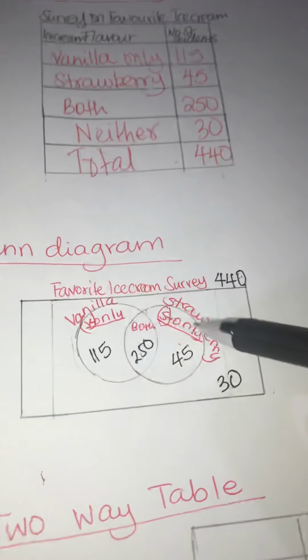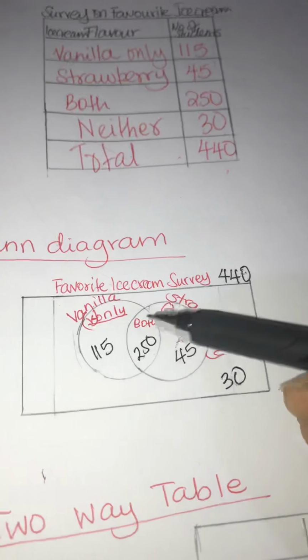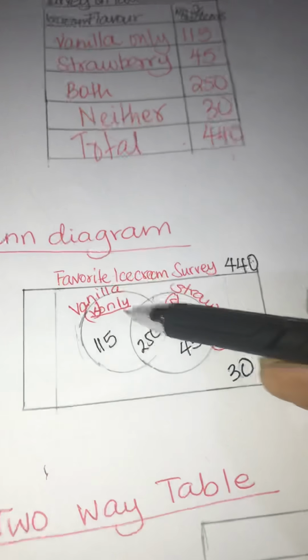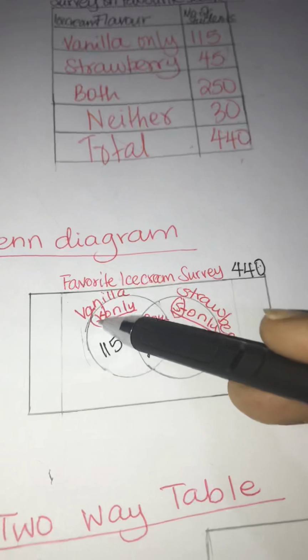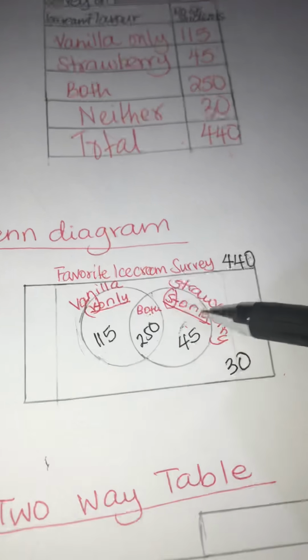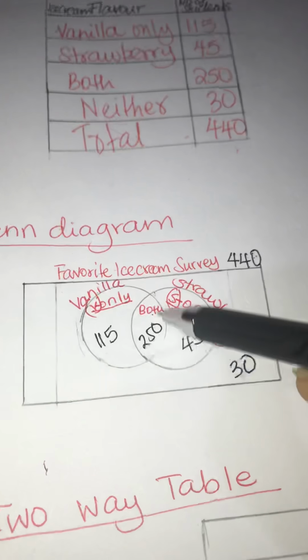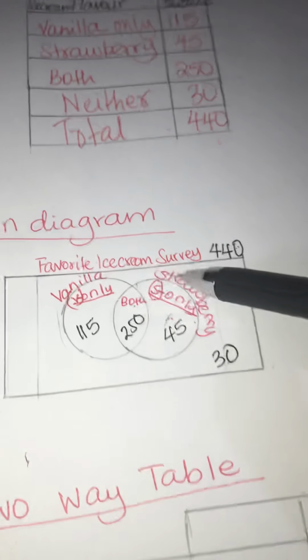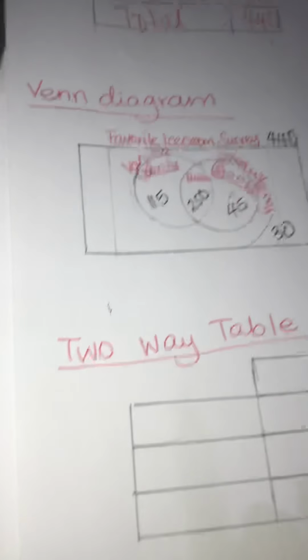Strawberry only. You see, I have labeled inside here so that you don't forget. Both vanilla and strawberry. Vanilla only. This is V only. S only. And then the whole circle is for vanilla. And then this whole circle is for strawberry.